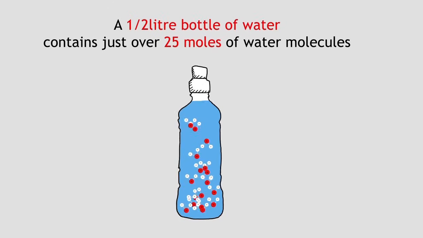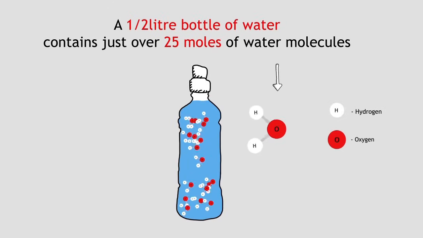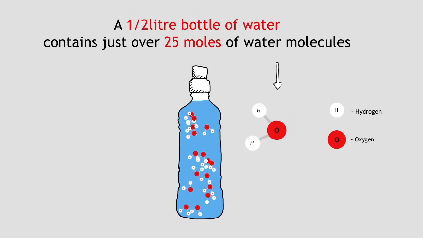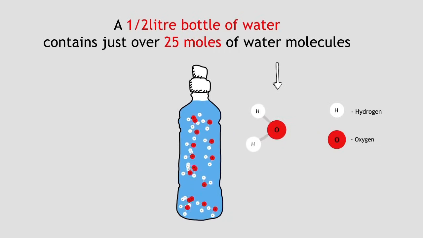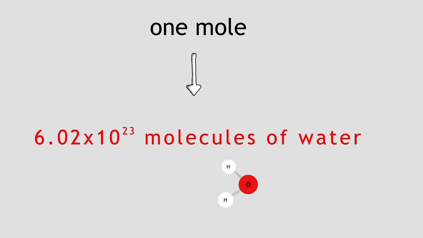In a half-litre bottle of water, there will be just over 25 moles of water molecules. Pause this video now and use a calculator to try and work out the number of atoms in 25 moles of water. Remember, 1 mole contains 6.02 times 10 to the 23 molecules of water.